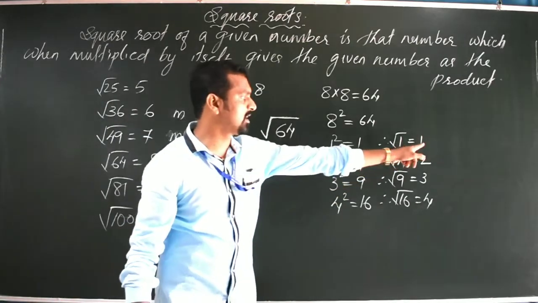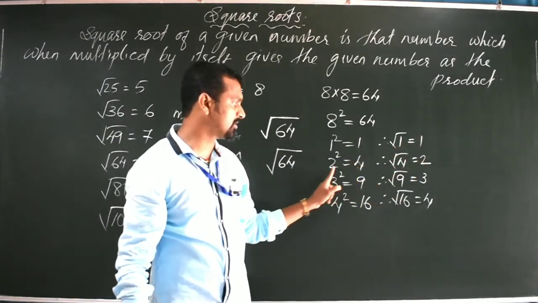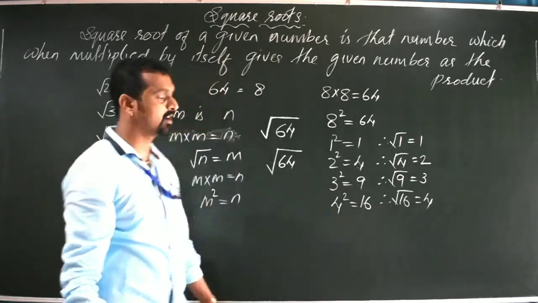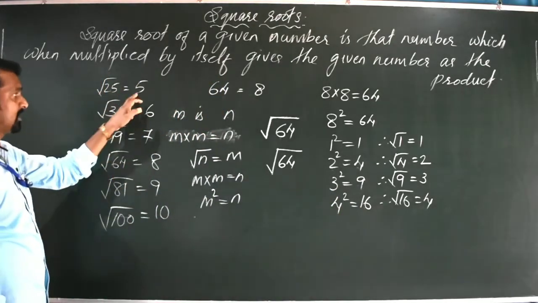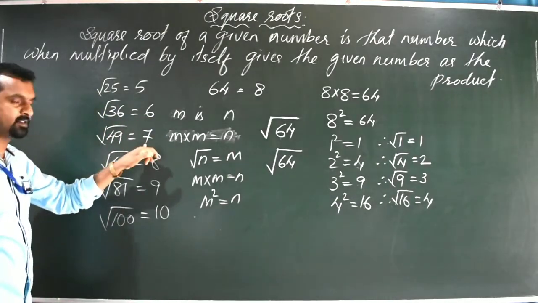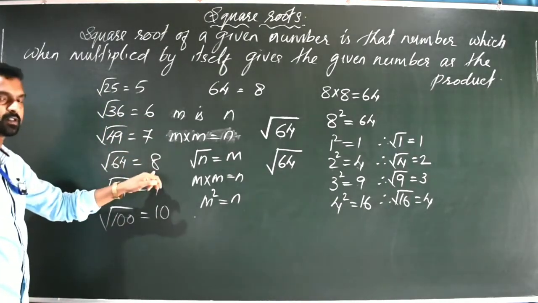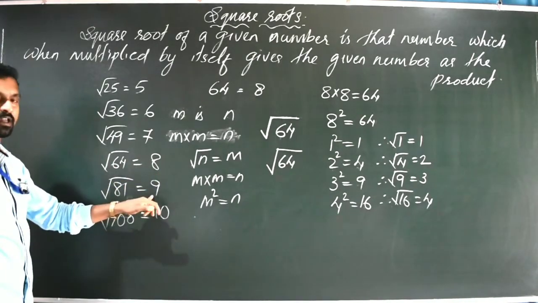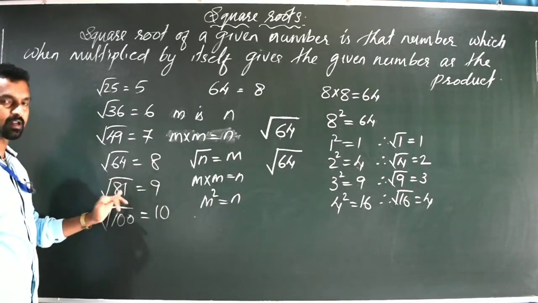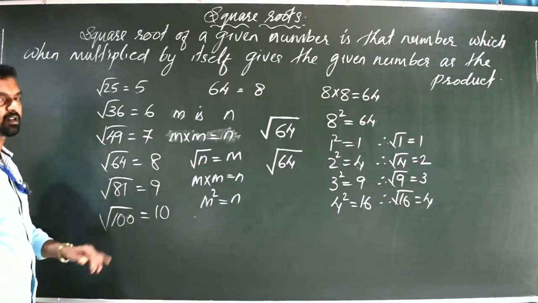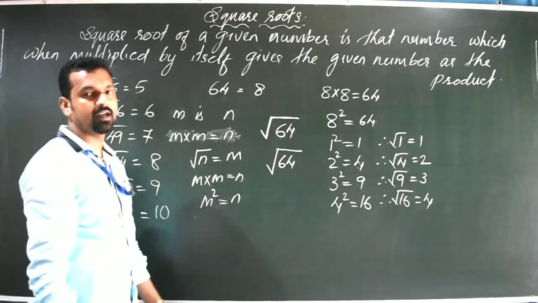Square root of 1 is equal to 1. Square root of 4 is equal to 2. Square root of 9 is equal to 3. Square root of 16 is equal to 4. Square root of 25 is equal to 5. Square root of 36 is equal to 6. Square root of 49 is equal to 7. Square root of 64 is equal to 8, because 8 8s are 64. Square root of 81 is equal to 9 because 9 square is equal to 81. Square root of 100 is equal to 10 because 10 square is equal to 100. That much only, square root.